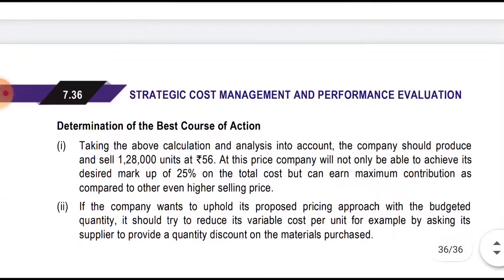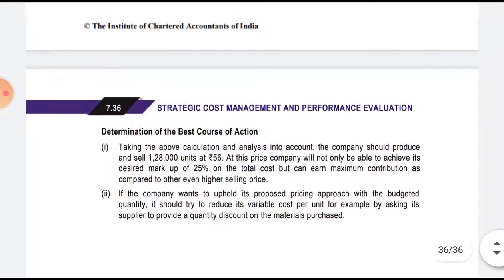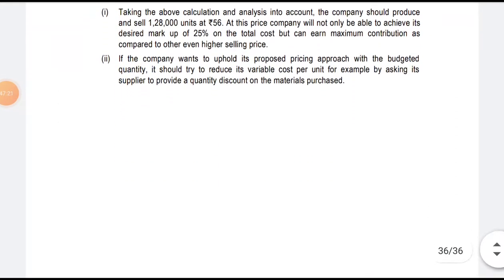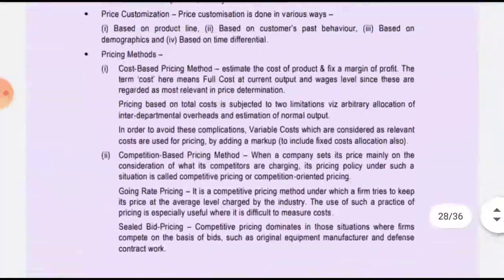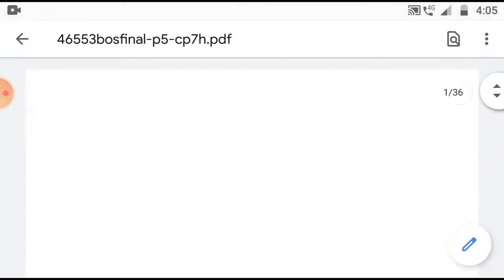Okay, so we are done with this lesson basically, and it took 47 minutes. So we'll continue with chapter 8 from the next video. We are done till chapter number 7.